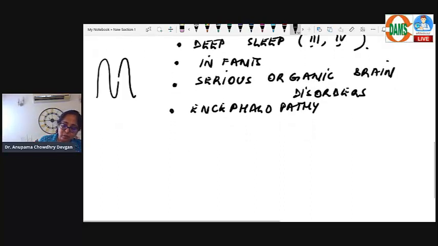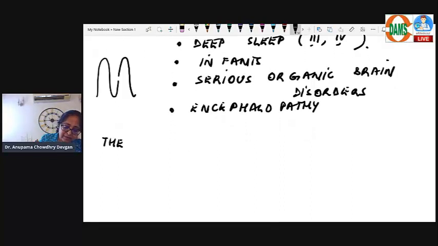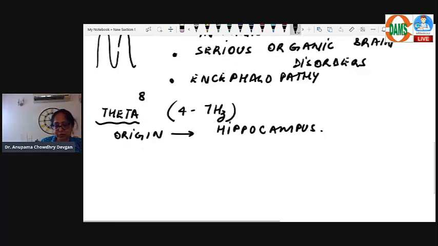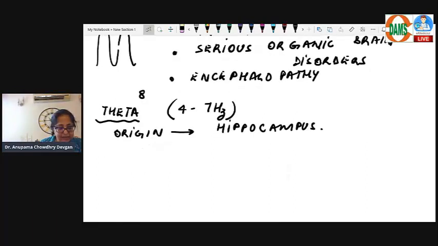Then the next one was theta. If you remember, we wrote 4 for delta; theta is 4 to 7 hertz. The origin of the theta rhythm is going to be the hippocampus. Okay?